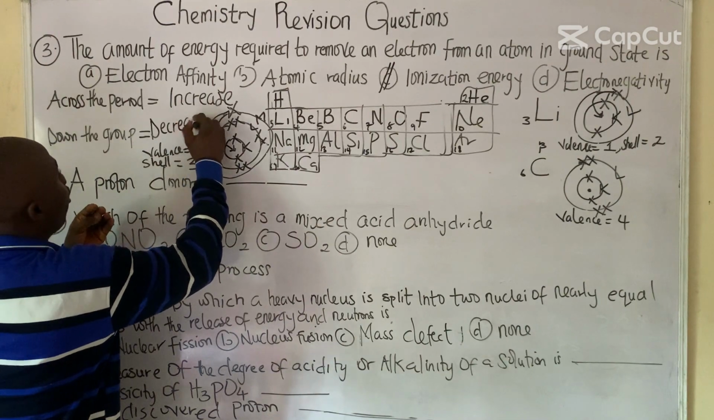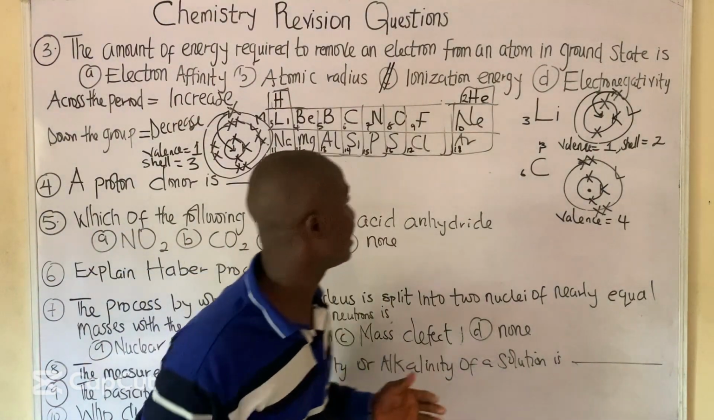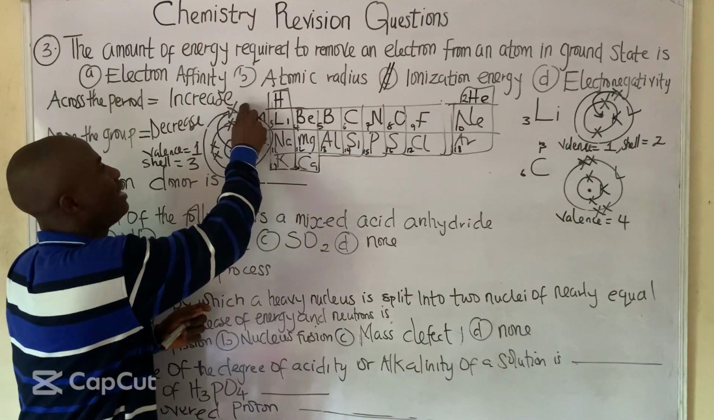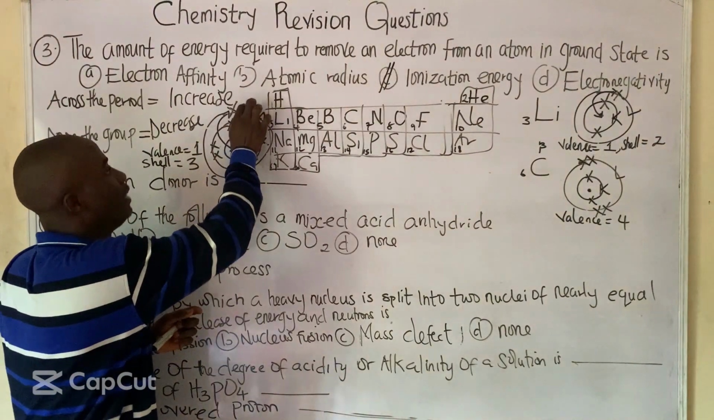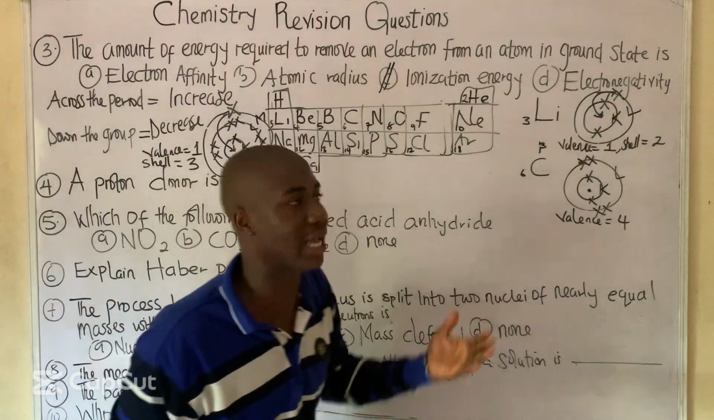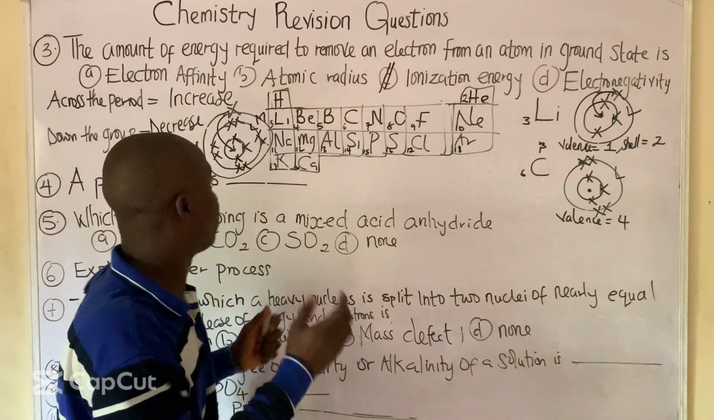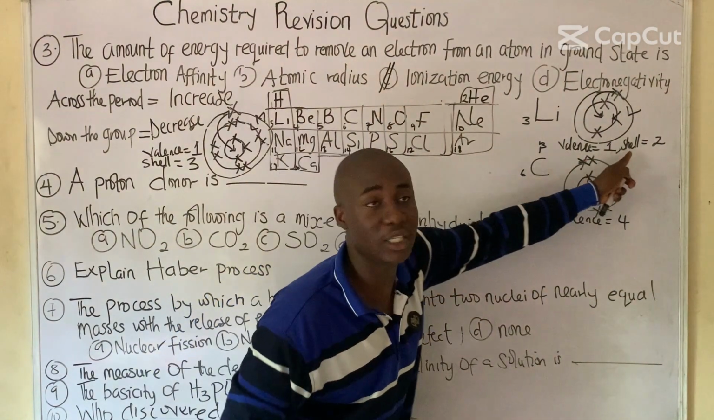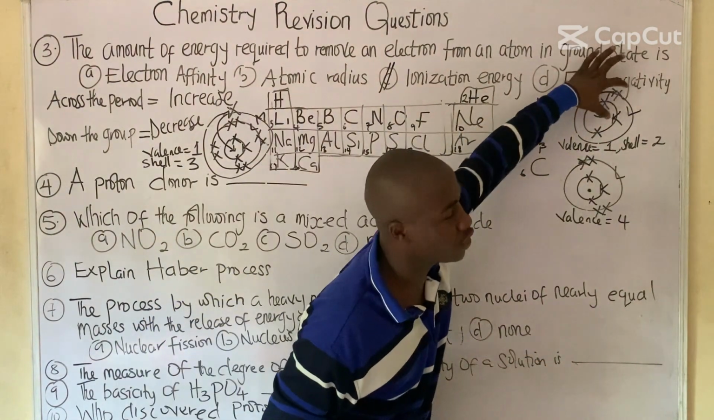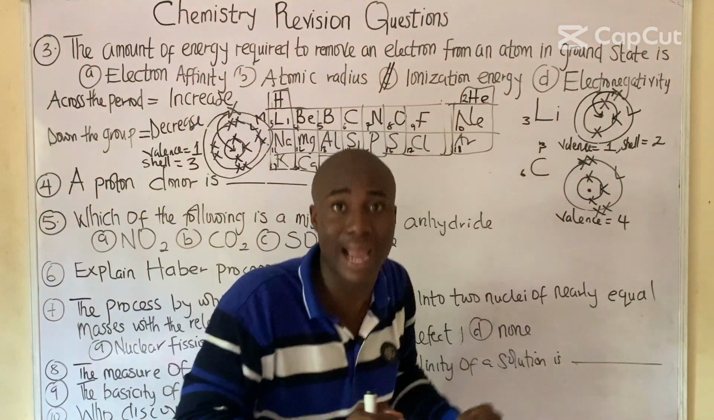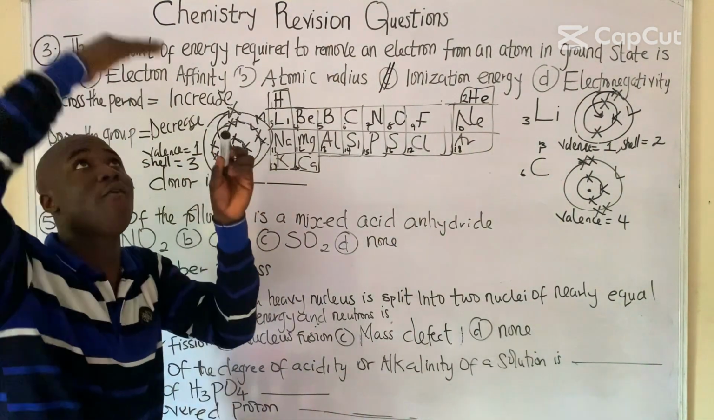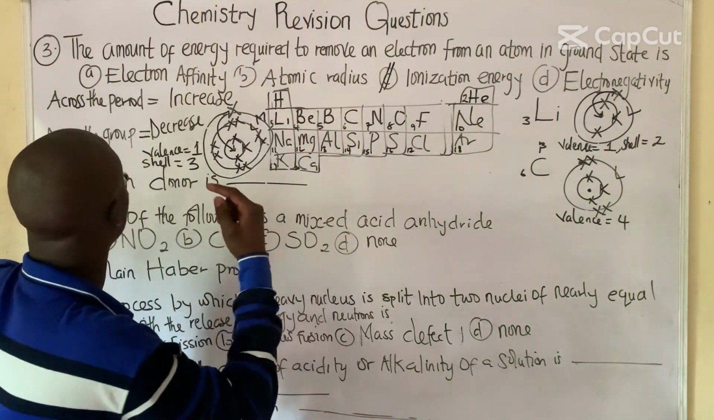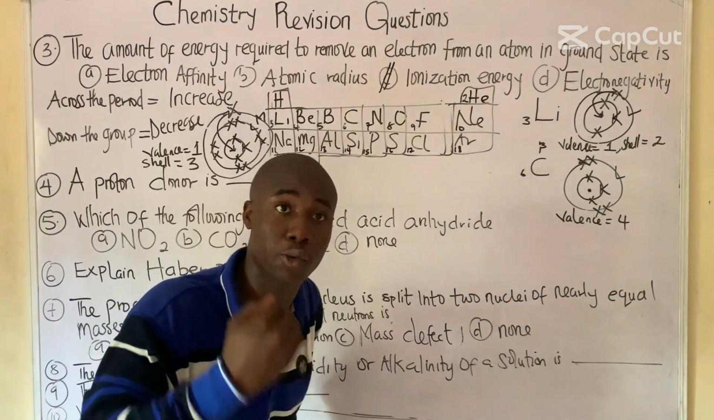Actually, it's decreasing. As we go down the group, it decreases in the sense that the energy required to remove this electron is less than the energy required to remove this one, which is greater. Why? Because this particular atom has 3 shells, whereas this one has how many shells? 2 shells, so the force of attraction will be large. So the energy we will need is supposed to be higher than this, because this one has just 3 shells. As you go farther away from the nucleus, the force of attraction reduces. Do you get? This is something you must take note of. Just know that across the period ionization energy increases, and down the group it decreases.